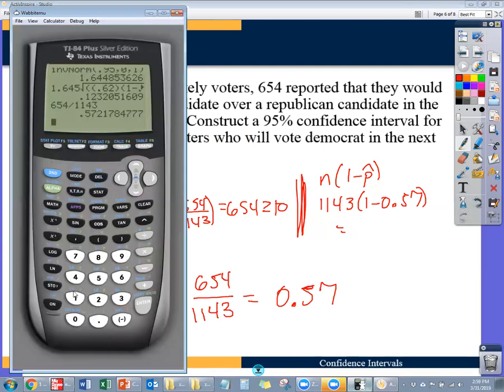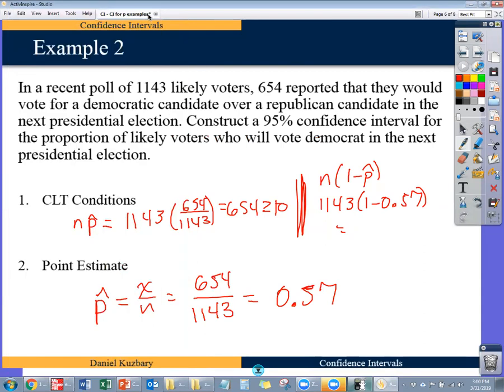Do that real quick. We're not going to have a problem. Our sample size is huge, so we're not going to have an issue. And you get 491.49, which is definitely greater than 10. So we're okay, and we're okay. We can go on. So our proportion is 0.57.